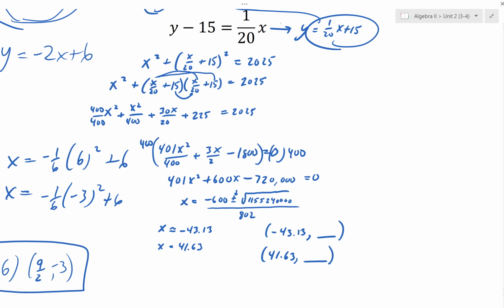If I plug those in for x, negative 43.13 divided by 20 plus 15 gives me about 12.84. And then if I do 41.63 divided by 20 plus 15, I get y is about 17.08.